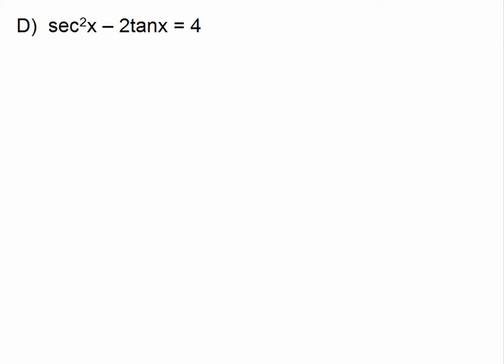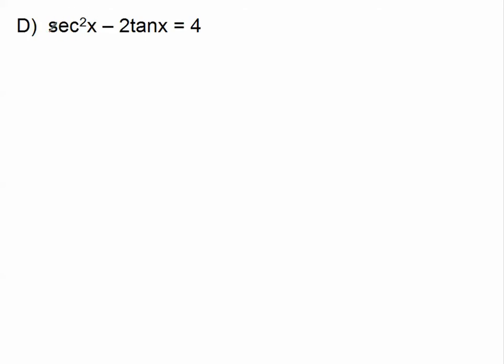I have 2 more examples. Let's look at example D. So example D, it looks like we have the same sort of dilemma. We have 2 different functions on our variable. We have a secant and we have a tangent. At least we have something squared here, so it looks like we can use probably one of our Pythagoreans.